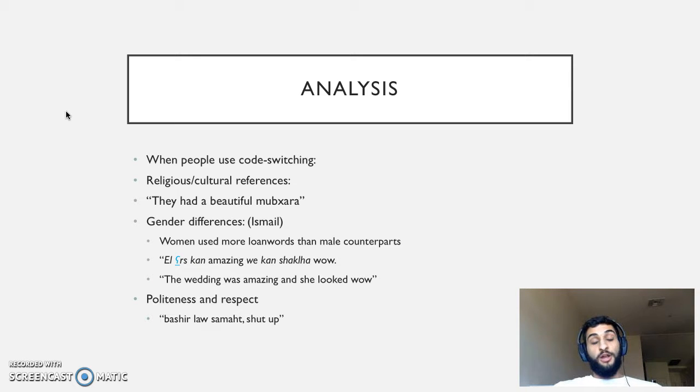Another important aspect of code switching, specifically in the Middle Eastern region, is gender differences. So, in this source, I found out that women used more loanwords in English than their male counterparts. And so, in this study, one of the females mentioned that العرس كان amazing وكان شكلها wow. So in the example here, it literally translates to the wedding was amazing and she looked wow.